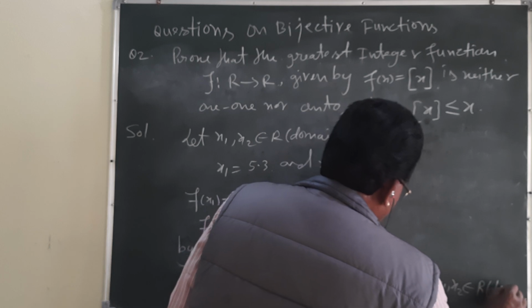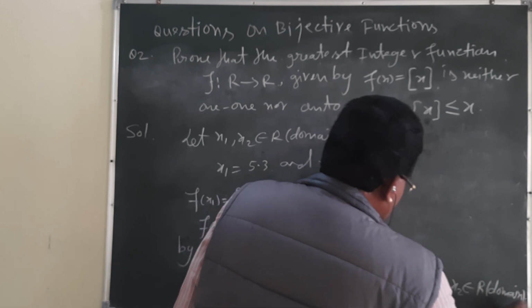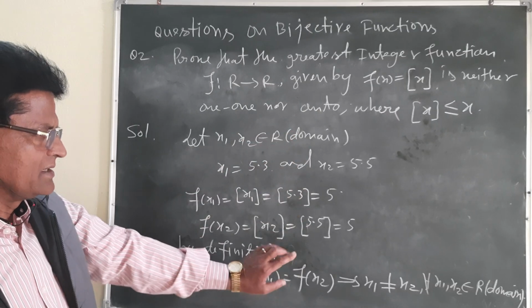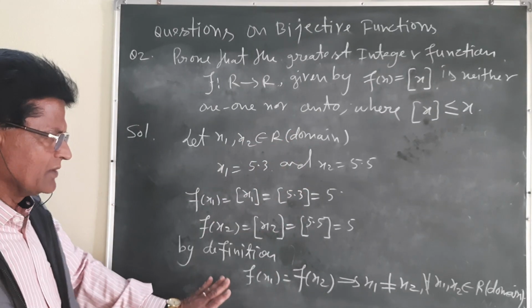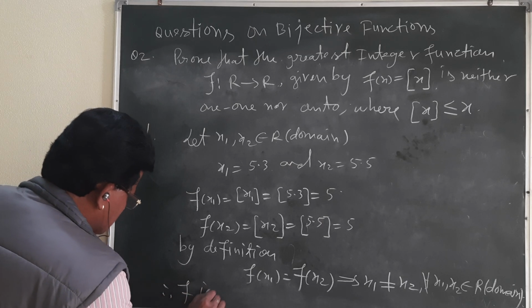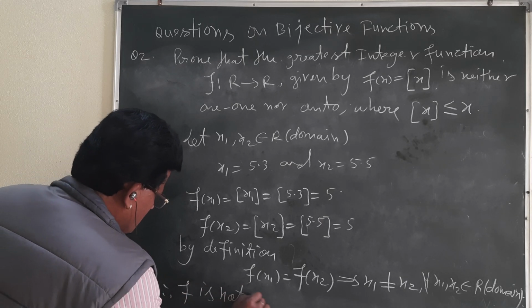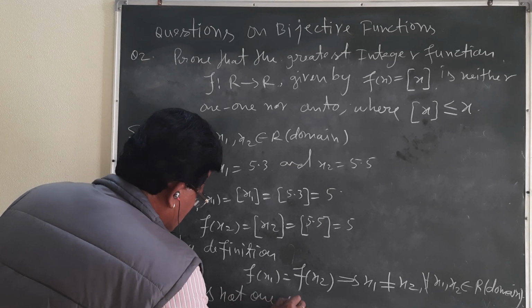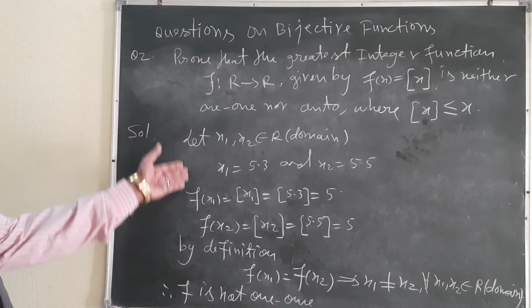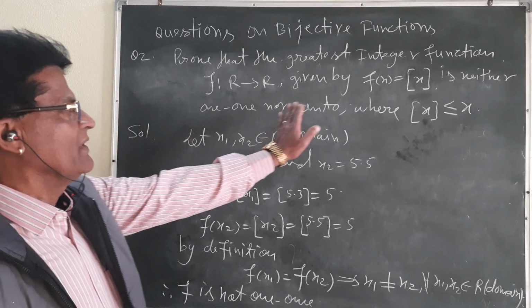What real number? Domain. So that you will understand, there will not be any confusion. You must write domain and codomain, then there will not be the confusion. Then what you will say? Therefore, f is not one-one. Here, student, if it is not one-one, it is given neither one-one nor onto.